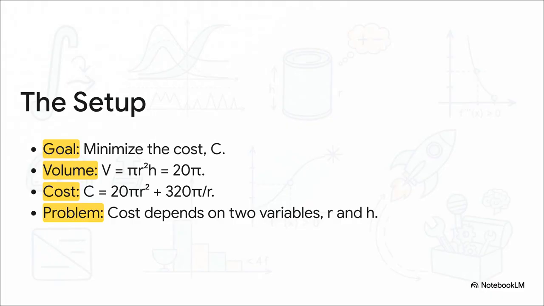First things first, we lay out what we know. The goal is to make the cost, C, as small as possible. We have a formula for the volume, which is fixed, and a formula for the cost. But here's the catch. The cost depends on both the radius and the height. And it's really hard to find the minimum value of something when two different things are changing at once.